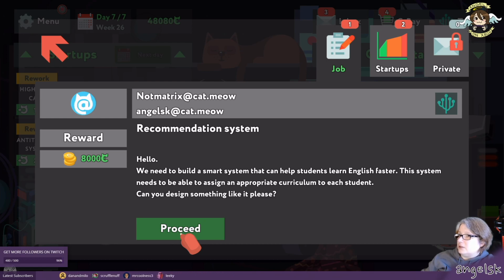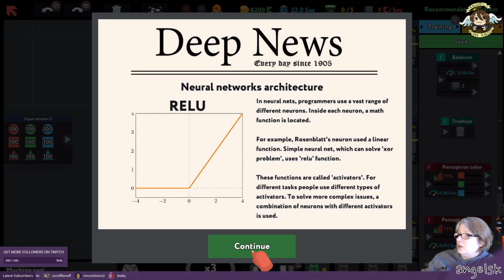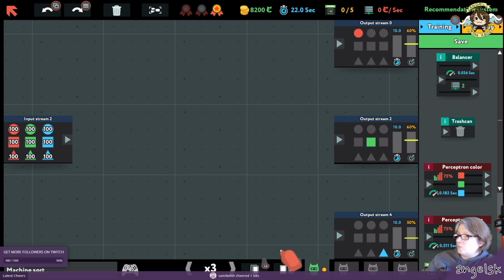Learn English faster. Cool. Alright, neural network architecture. In neural nets, programmers use a vast range of different neurons. Inside each neuron, a math function is located. For example, Rosenblatt's neuron uses a linear function. A simple neural net, which can solve the XOR problem, uses ReLU. These functions are called activators. For different tasks, people use different types of activators. To solve more complex issues, a combination of neurons with different activators is used. Cool. I think.